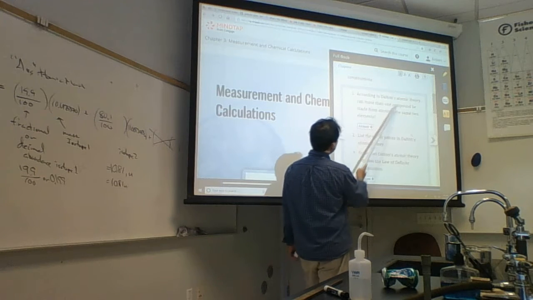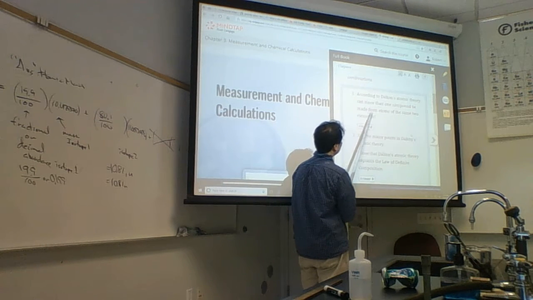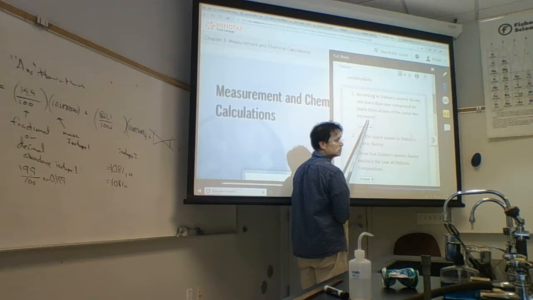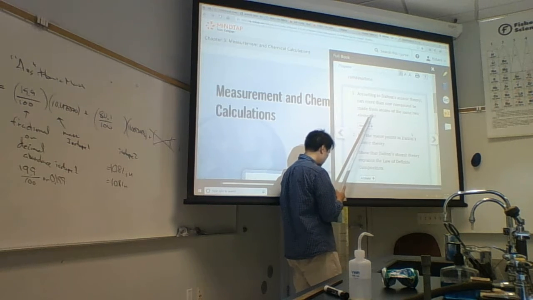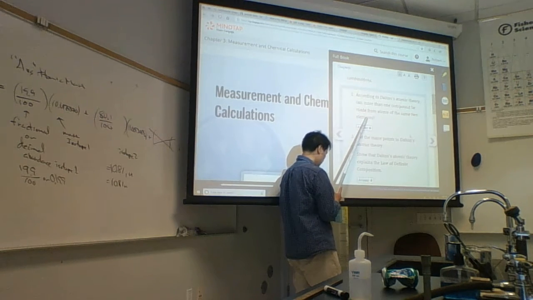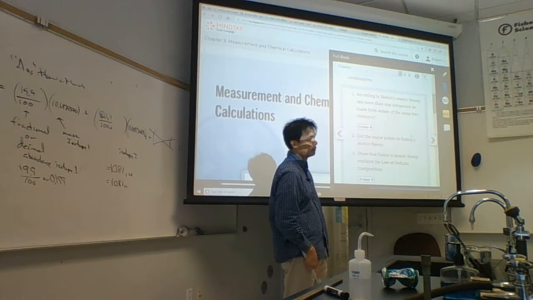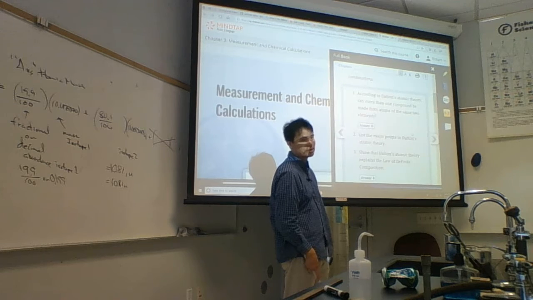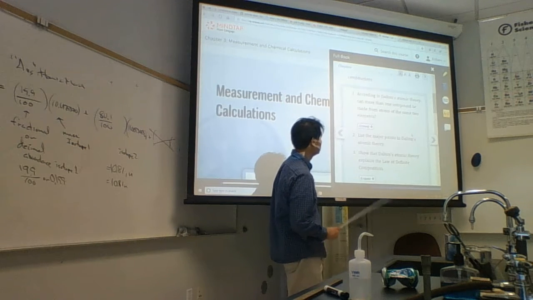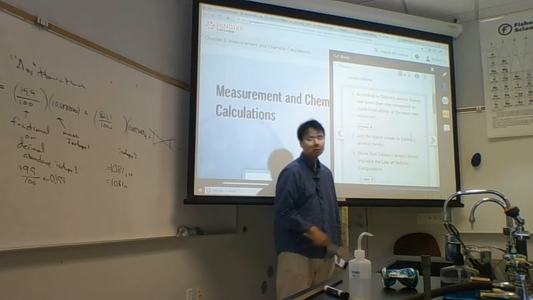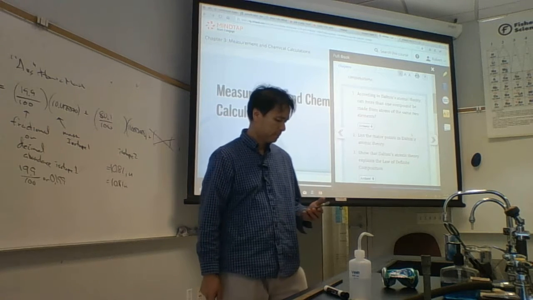According to Dalton's atomic theory, can more than one compound be made from atoms of the same 2 elements? Yes. Yeah, more than one compound. Give me an example. CO2 and CO, H2O and H2O2. Yeah. That's the law of multiple proportions.